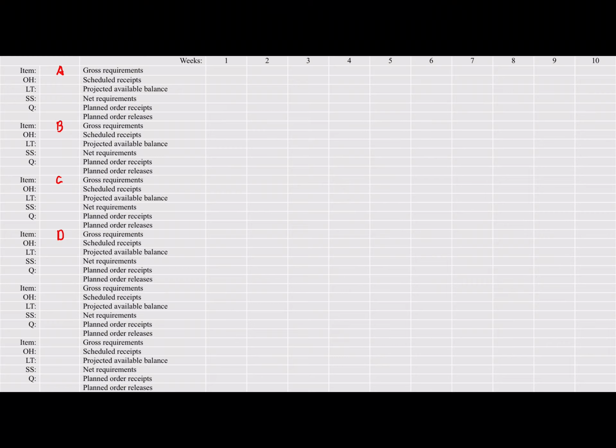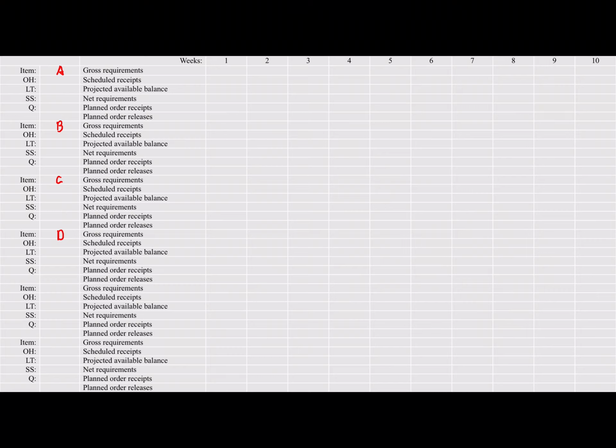I provided some extra lines or extra rows. I do not need so many, but if the product has more items, then we can complete all of those. All right. Just keep in mind that it's not always A, B, C, D, E, F, G, right? It should be based on the level of the product tree, always from high level to low level.